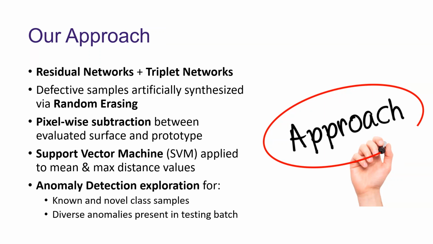After training, a simple prototype pixel-wise subtraction method is performed between the evaluated surface and the prototype measurement for that particular texture surface in the feature space learned by the CNN, producing an array of distance values. A support vector machine, SVM, with a linear kernel is then applied to the mean and maximum distance values collected, with the intention to maximize the separation between the defective and non-defective evaluated samples.